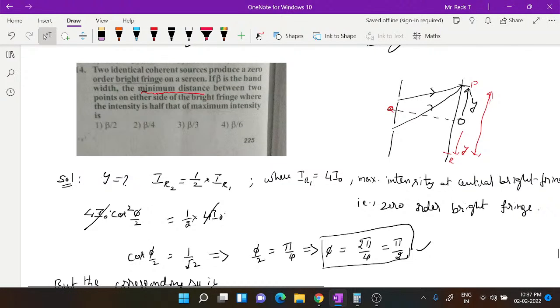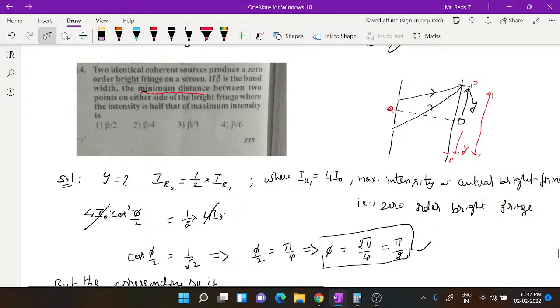How to understand this? What you are asked to find is the minimum distance in this diagram. What are the 2 points? The maximum intensity point and the point where intensity is half of the maximum intensity. We take IR1 as the resultant intensity at the first point, the zero order point, and IR2 as the resultant intensity at the second point, that is at point P. At what minimum distance between these 2 points does the intensity become half of the maximum intensity at the zero order bright fringe is the question.